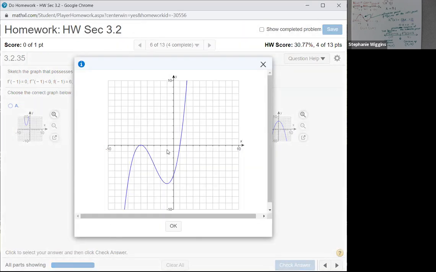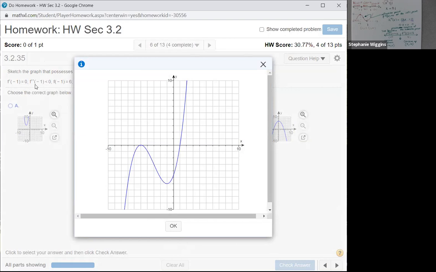B, at -1, there's a minimum value. So yes, right here, the tangent is horizontal. So the first derivative at -1 is 0. So now you stick with this graph. Don't give up on this graph yet. Go to the next criterion.